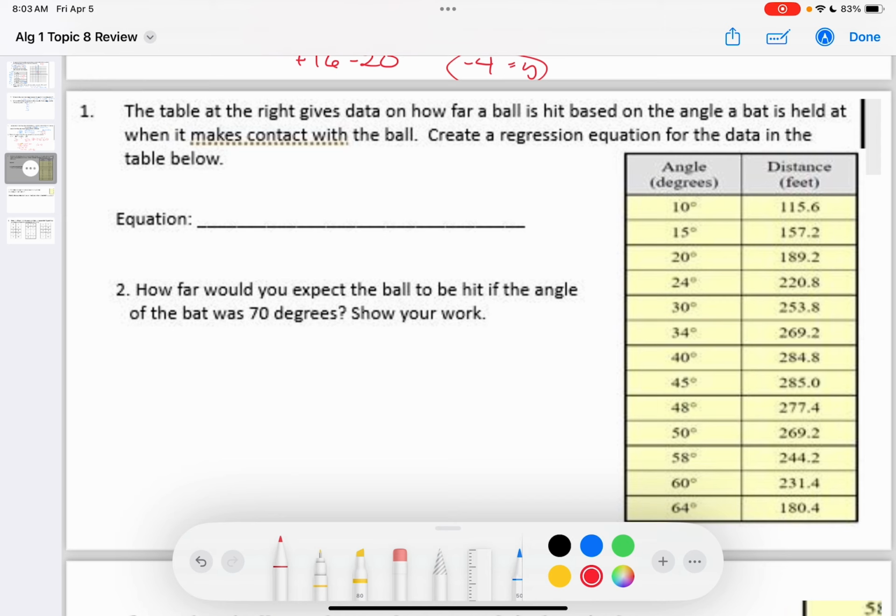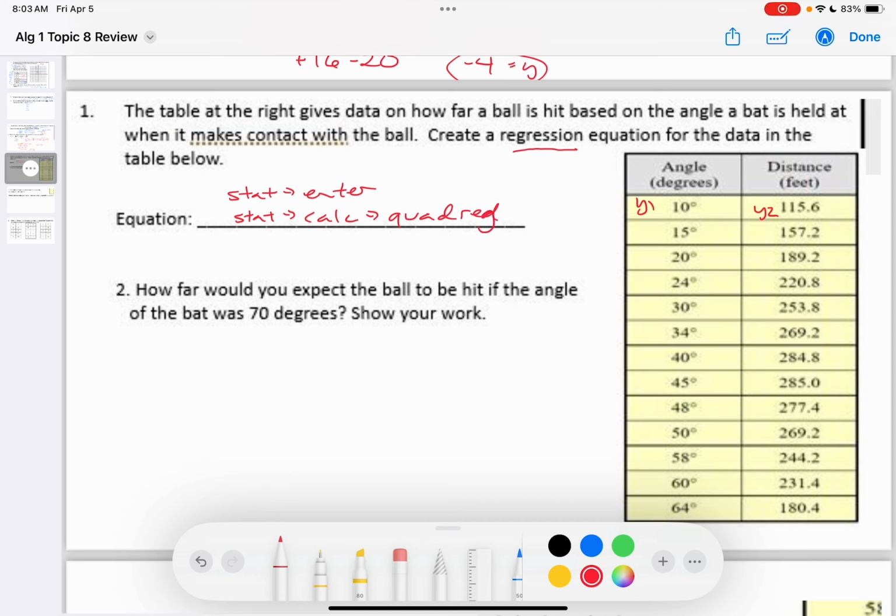Here, create a regression equation. Again, that's going to be going into our calculator, doing stat, then enter, and typing in that data. So we would type in this data in y1, we would type this data into y2, then we would go stat, calculate, and we know this is quadratic, so we would do quadratic regression.